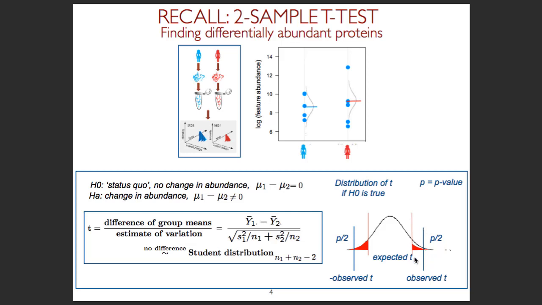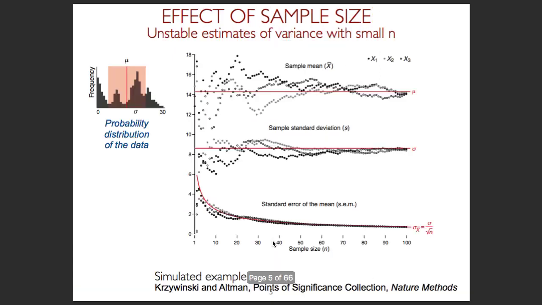Your observed values will be very far in the tail of the distribution, and the p-value will be small. So essentially, you can make the p-value as small as you would like if you make the denominator as small as you would like. Now, one way to make the denominator small is to increase the sample size. But another way to make the denominator small is to make the variances small.